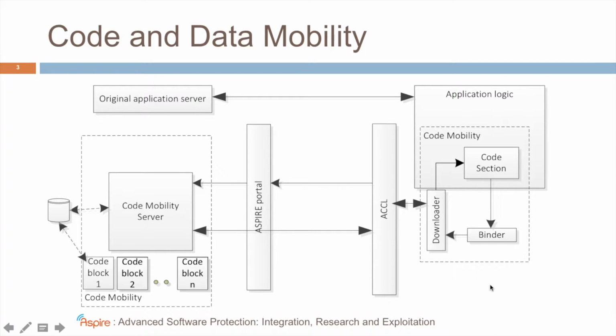In the original application some code was removed and instead stubs have been injected. When one of these stubs is reached during the execution, it invokes a binder, and then the binder invokes a downloader which connects to the code mobility server, after which the code server can send over a code block. This code block is placed at a random location on the heap in the application on the client. Other code blocks can be downloaded as well, and in our latest implementation these blocks can also be flushed and then they have to be reloaded at new locations.